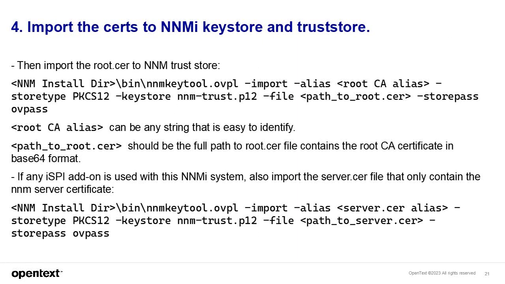Then, proceed to import the root CA to the NNM trust store. In the import command, the root CA alias can be any string that is easy to identify. The path to root.ser should be the full path to the root.ser file containing the root CA certificate in base64 format. If any iSPI add-on is used with this NNMi system, also import the server.ser file that only contains the NNM server certificate.